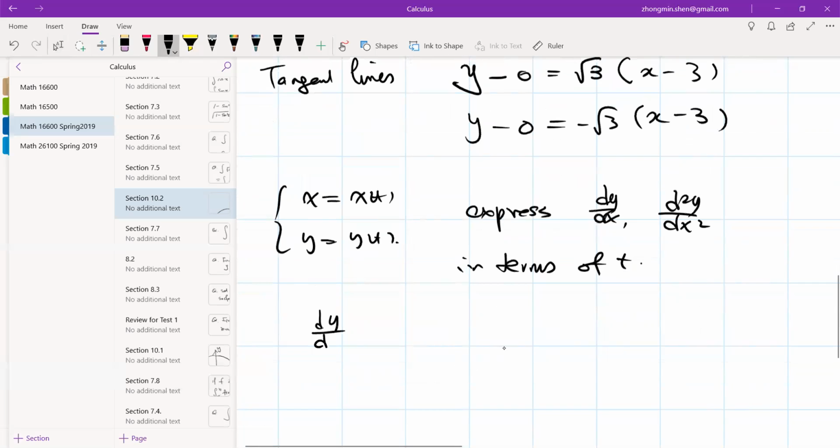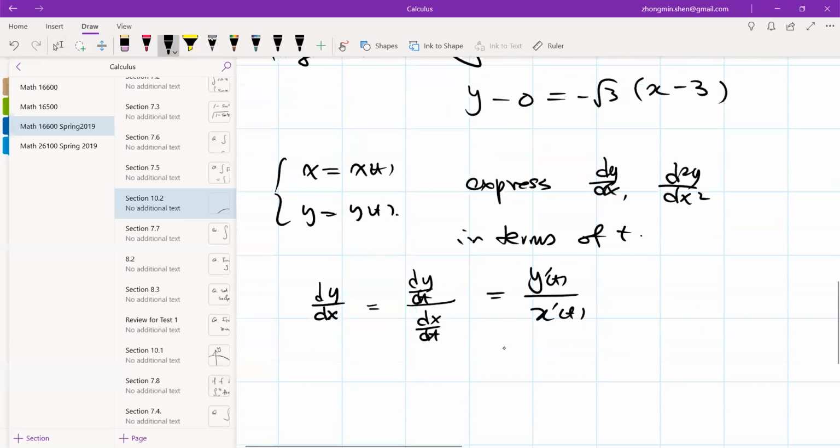So dy over dx is the derivative of y with respect to x. By the chain rule, it's going to be dy over dt divided by dx over dt. In other words, it's just y prime of t over x prime of t.